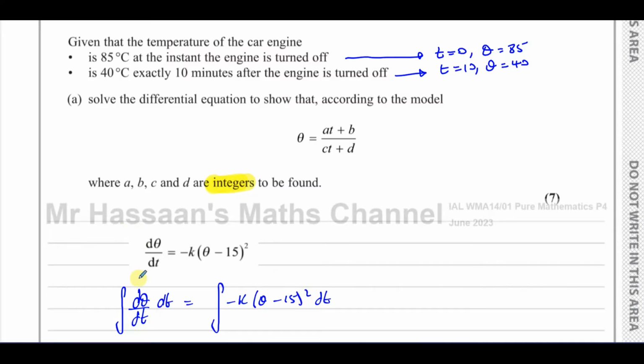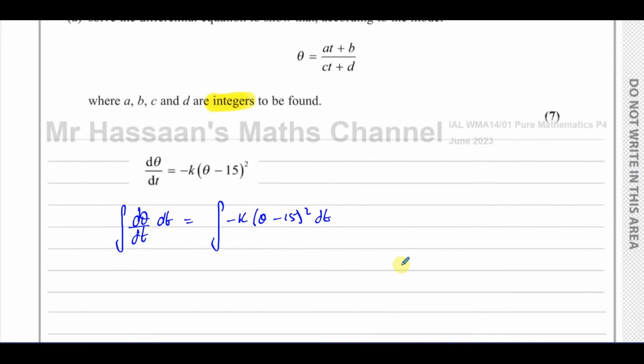So I just integrated this with respect to t and this also with respect to t. Now what's going to happen here is that you can say these cancel out. So we've got the integral of this. Basically what's here is there's a 1, which is not written, d theta, equals, I can take the constant outside, minus k times the integral of theta minus 15 squared dt.